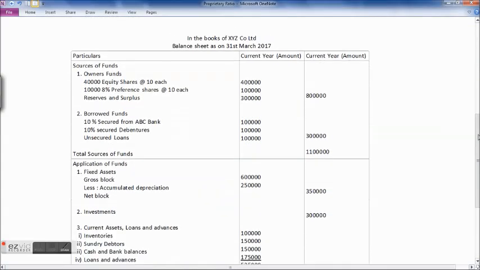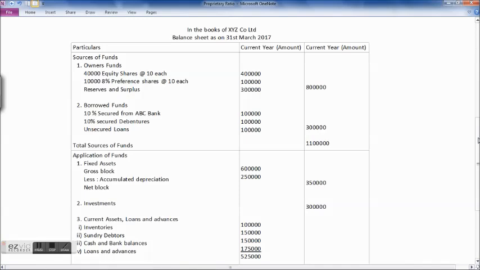So this is the example. In the books of XYZ Company Limited, balance sheet as on 31st March 2017. You have particulars, then current year amount. Then you have sources of funds, owner's fund. So owner's fund, you have 40,000 equity shares at rupees 10 each, 4 lakh. 10,000 8% preference shares at rupees 10 each, 1 lakh. Reserves and surplus 3 lakh. So total owner's fund is 8 lakh. Then you have borrowed fund, 10% secured from ABC Bank, 1 lakh. 10% secured debentures, 1 lakh. Unsecured loans, 1 lakh. So total comes to 3 lakh. So total sources of funds is 11 lakh.